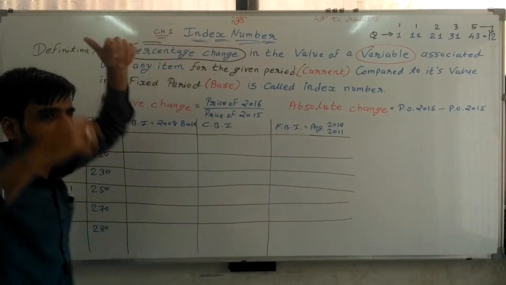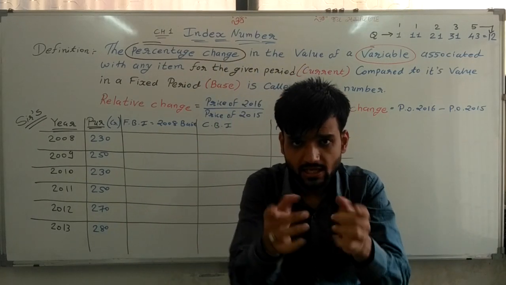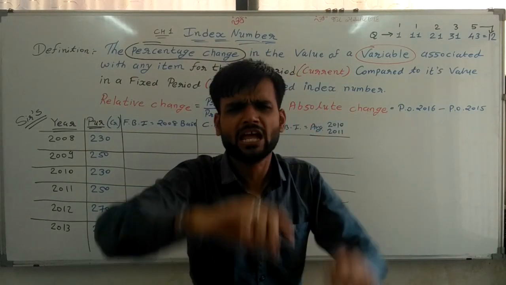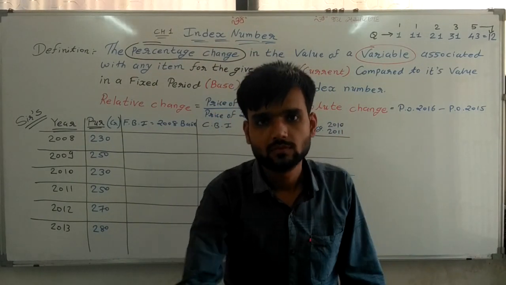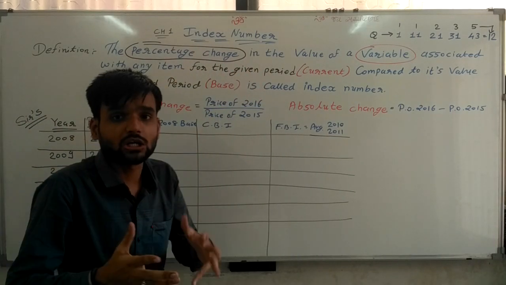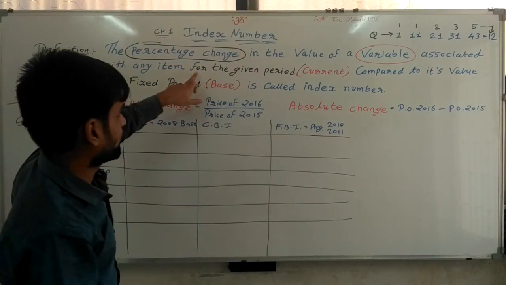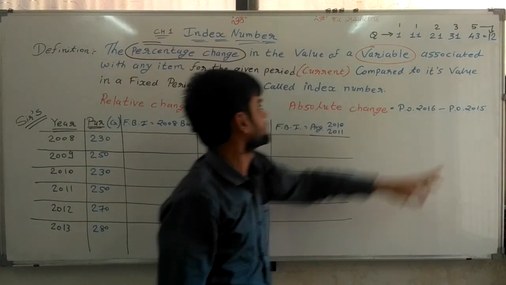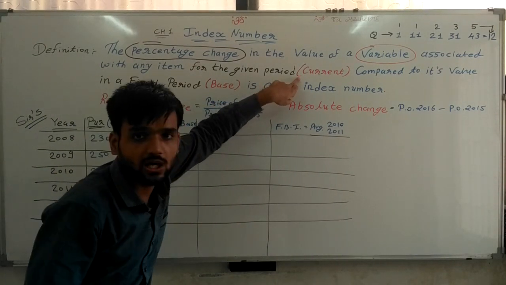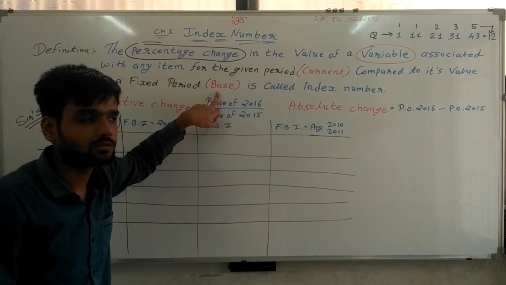associated with any item. Percentage changes in the value of a variable associated with any item, for the given period. For a given period, compared with some base period. So for the given period, compared to its value in a fixed period, the current period is compared with the base period.